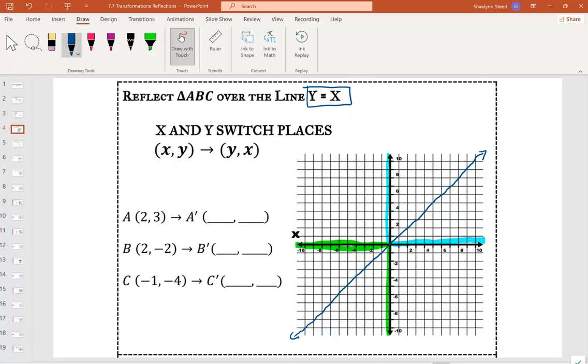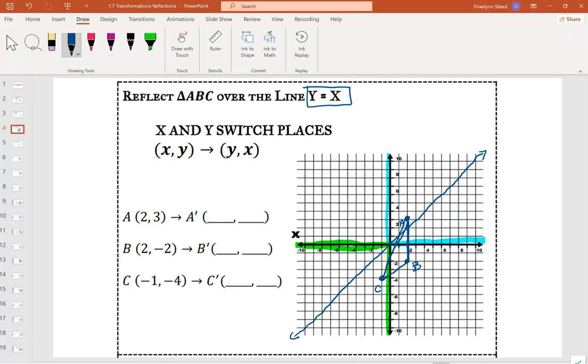So that will be important to note because if we look at it, so A is 2, 3. So here's A. B is 2, negative 2. Here's B. And then C is negative 1, negative 4, 1, 2, 3, 4. Okay, so here is our first shape.